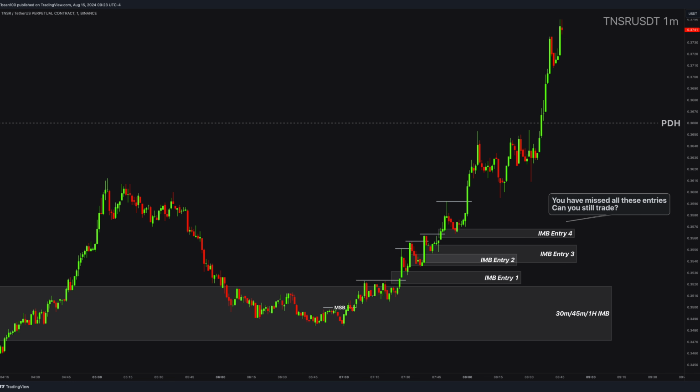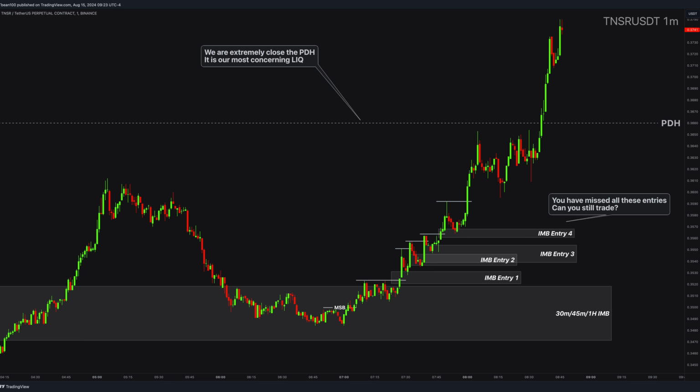But I'm a practical person. Imagine that you have missed all of this. You were so busy feeding the baby in the house or something else. Can you still trade the very late stages of the rally? The answer is yes, because we still have the bias. We still have this previous day high waiting for us, and we are so close.